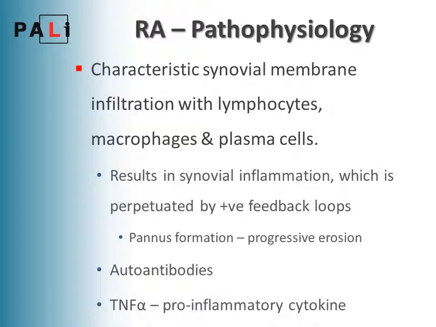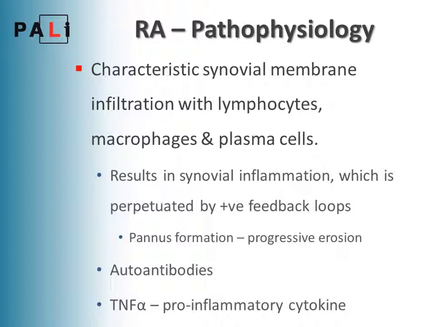The pathophysiology associated with rheumatoid arthritis is synovial membrane infiltration and inflammation due to lymphocytic, macrophagic and plasma cell infiltration of the synovium. And this is just a perpetuating loop where positive feedback just encourages further infiltration, the formation of what is called a pannus, which spreads over the synovial membrane, causing progressive erosion of it. And this causes pain as the joint swells and destruction of the joint, both the synovium and also the bone surfaces.